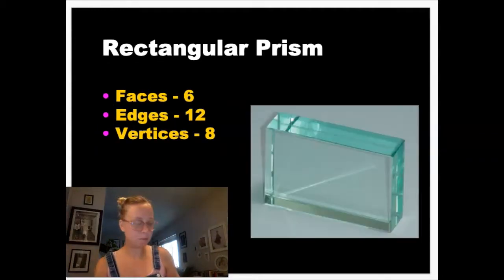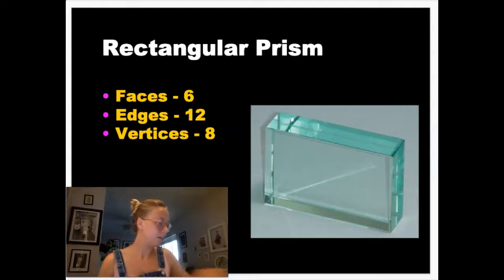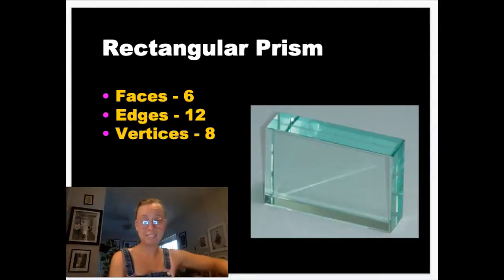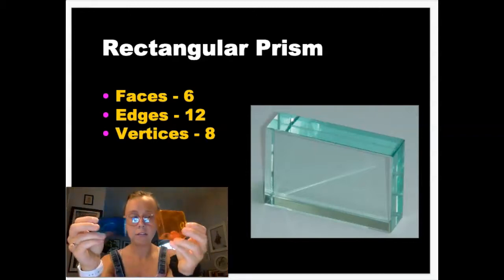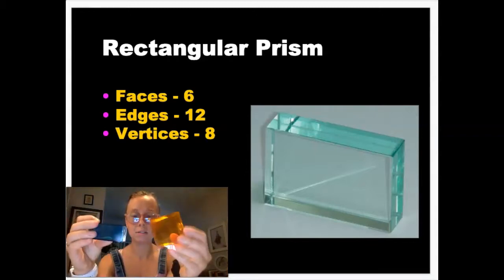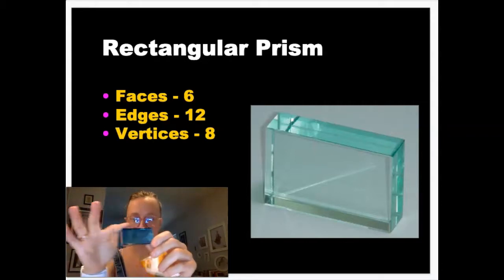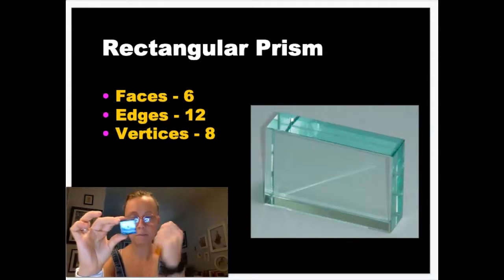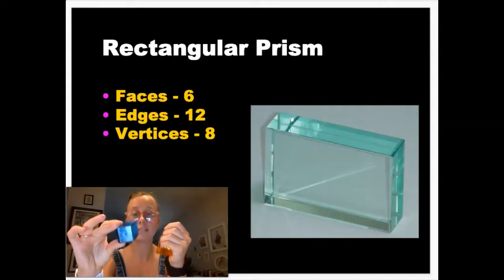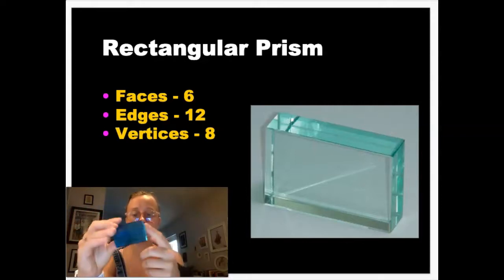The next shape we're going to talk about is a rectangular prism. Now, rectangular prisms can look a little bit different. The only rule is that all of their faces have to be rectangles. So this is a rectangular prism. On this side we have rectangles and squares. Remember, a square is a type of rectangle.